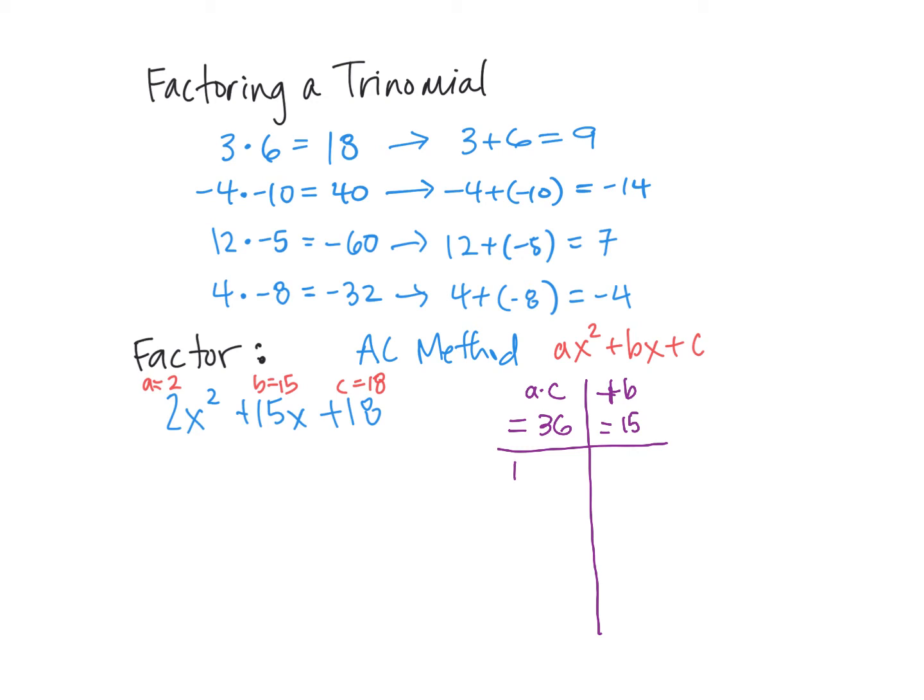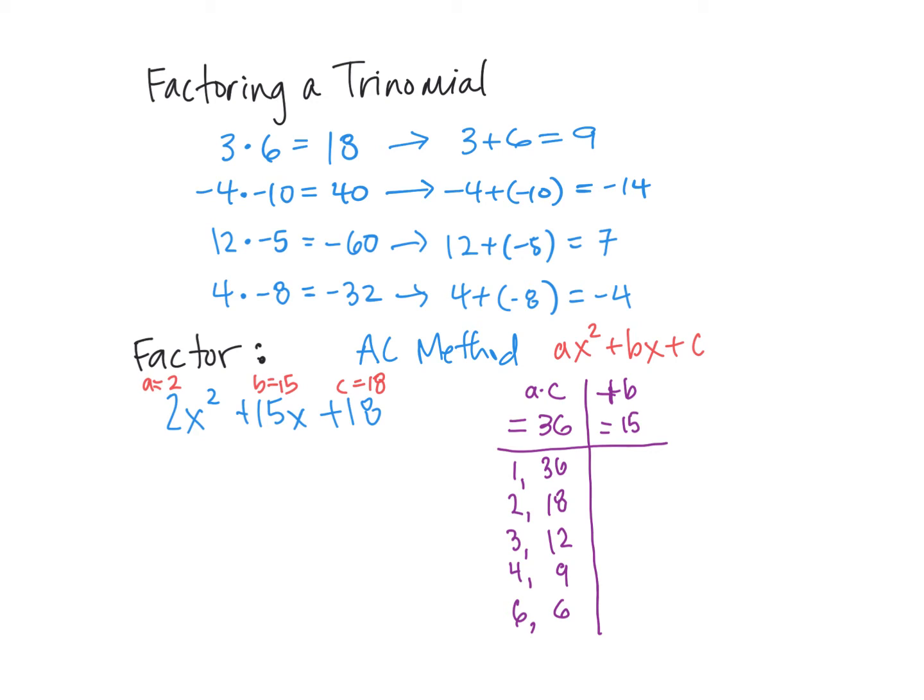So 1 times 36 is 36. Of course, 2 times 18. 3 times 12 is 36. 4 times 9 is 36. 5 doesn't go into 36, so I'm going to skip it. 6 goes into 36 6 times. And then I've got permission to stop.